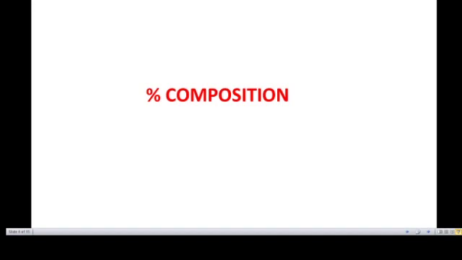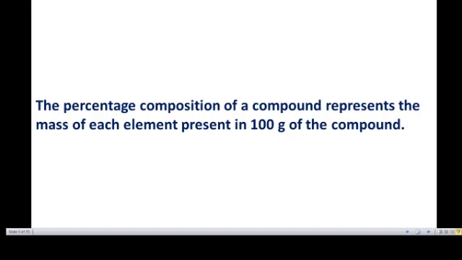First, calculation of percentage composition. What is percentage composition? The percentage composition of a compound represents the mass of each element present in 100 gram of the compound.